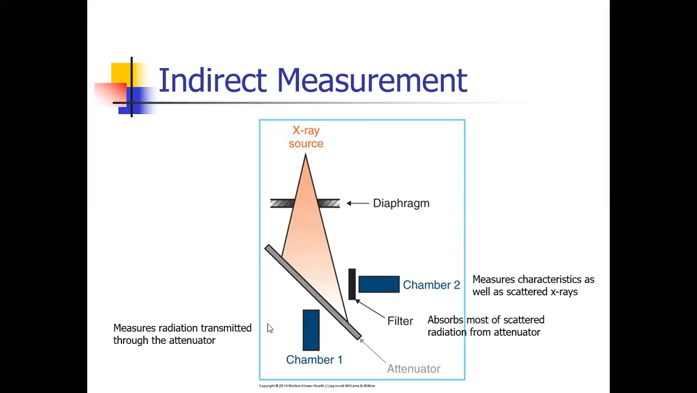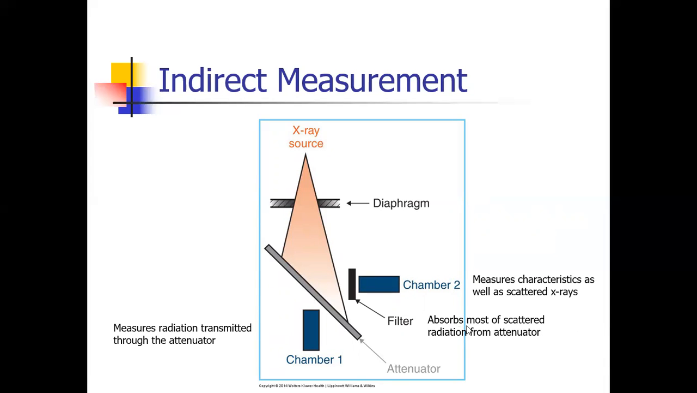All right, so you're measuring the radiation transmitted through the attenuator. You've got your X-ray source and the diaphragm, and two different chambers here. This chamber, as I mentioned, measures the radiation transmitted through the attenuator, which is what you've got here. You've got a filter over here. Chamber 2 measures the characteristic as well as the scattered X-rays, which the attenuator is trying to remove.